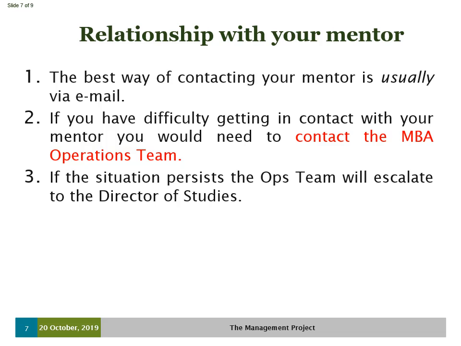If this situation persists, the ops team will escalate to the director of studies. So normally after 2 or 3 days, if you haven't had some sort of response, then contact the operations team, and after a week, if the ops team haven't got back to you, get back in contact with the ops team. And the escalation process is internal. It's not initiated by the participant. It's usually the ops team that will escalate to the MBA director.